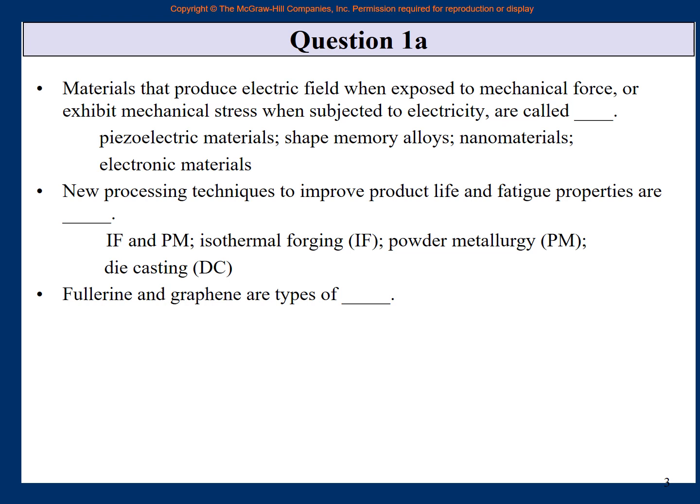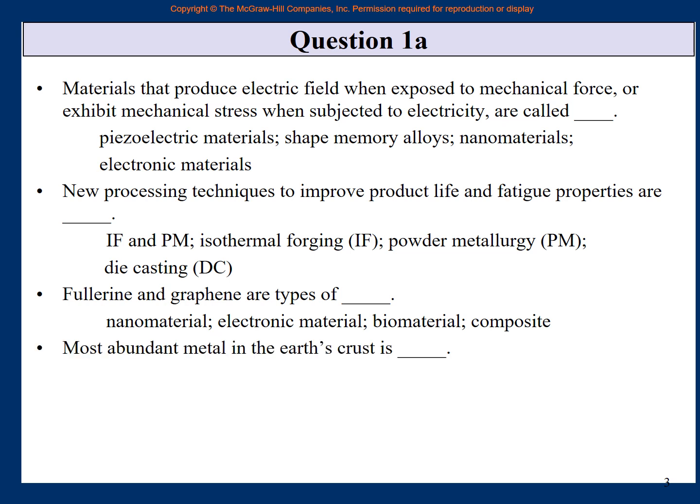fullerene and graphene are types of what? Nanomaterial, electronic material, biomaterial, composite. Those of you who have quickly gone through the notes of the book, fullerene and graphene are types of nanomaterial.